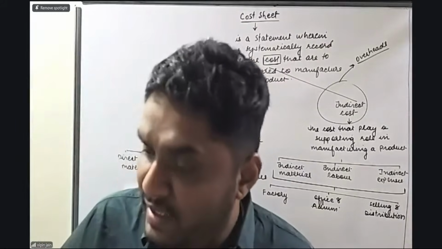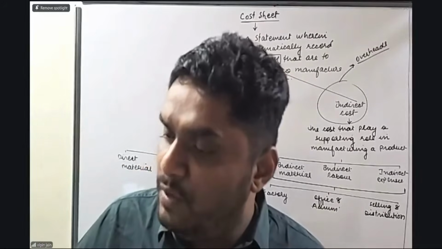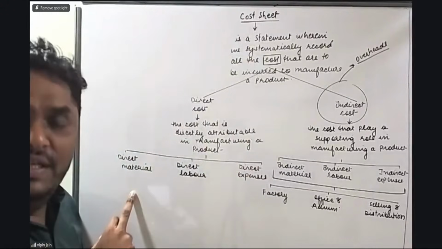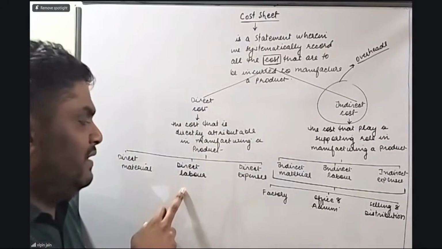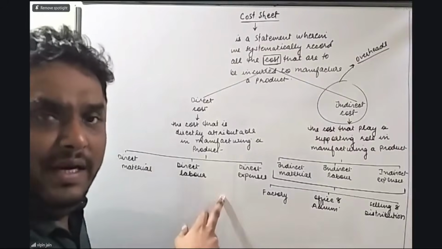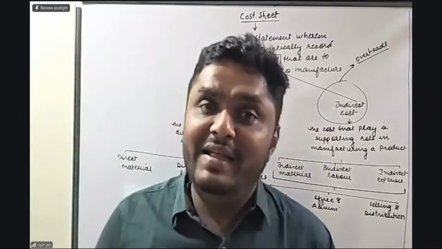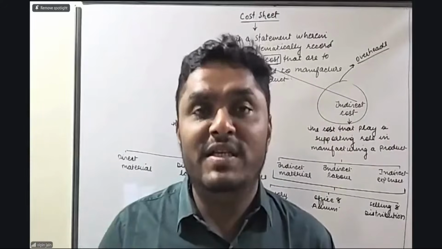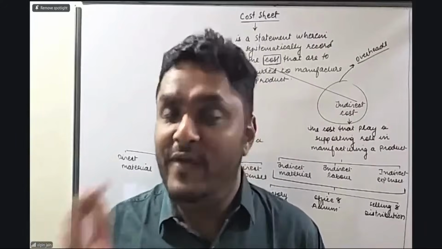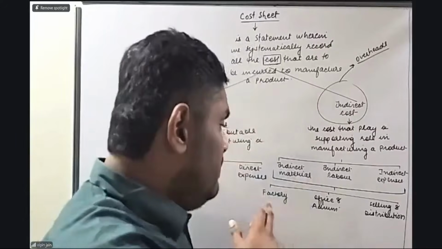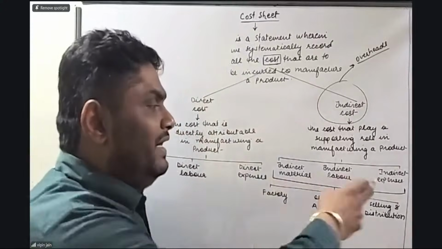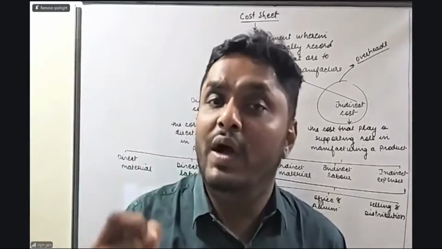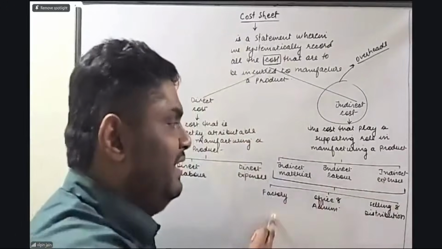Okay, so depreciation on plant and machinery. My first question: is it direct material, direct labor, or direct expenses? You say, are they directly involved in manufacturing a product? No, they are basically the machines we are using to manufacture a product. So the depreciation on machinery will go under indirect expenses of factory.